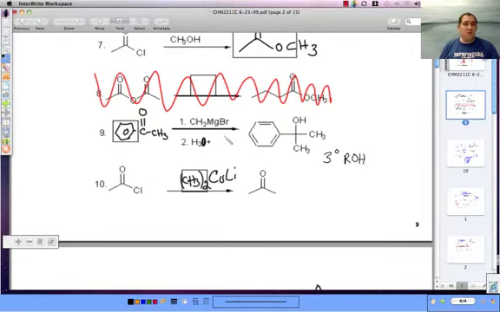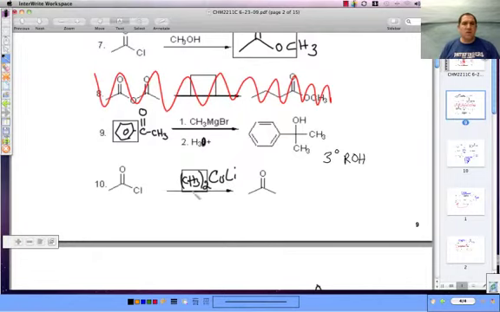It could come from the ketone. It could also come from the ester. From the ketone, we just add one equivalent of Grignard, CH3MgBr. But remember, we need some H3O plus in there to what? Protonate the alcohol.